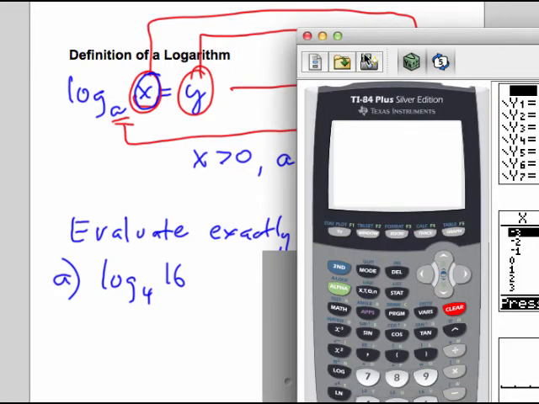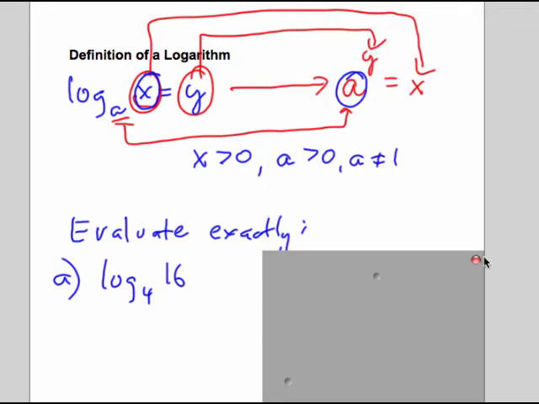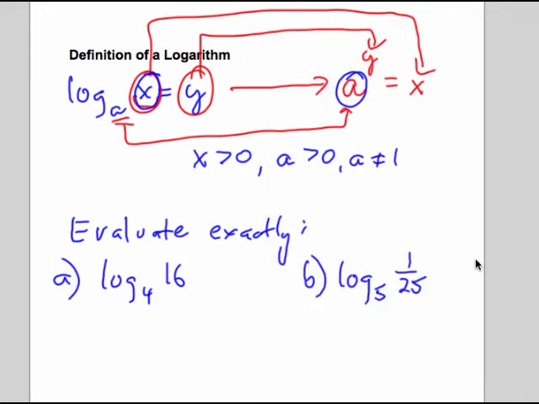Alright, now I should mention that the log button on your calculator is a base 10 log, which means that this number in this position has to be a 10. And if it's a 10, we often don't write it, as you saw in the previous questions. Okay, but if it's a log base 4, as this question is, we have to come up with some other ways to evaluate this. But in this case, we're being asked to do it exactly, which means the answer works out evenly and we don't need to use our calculator.